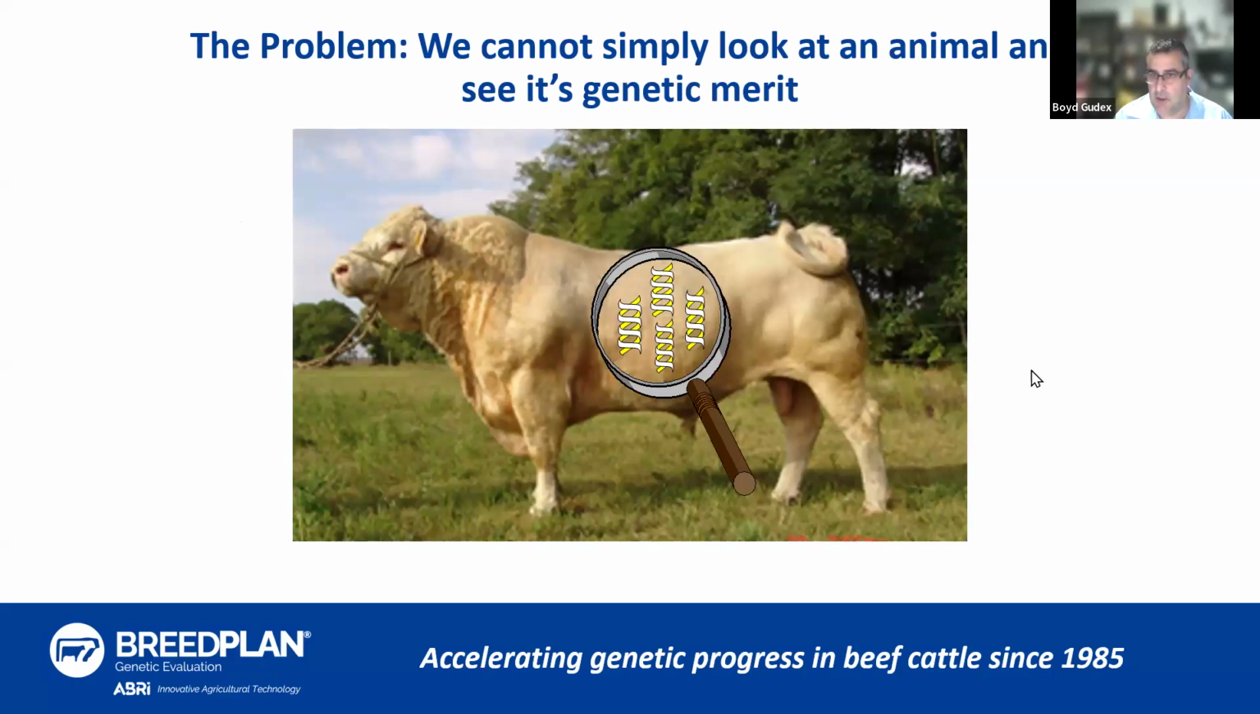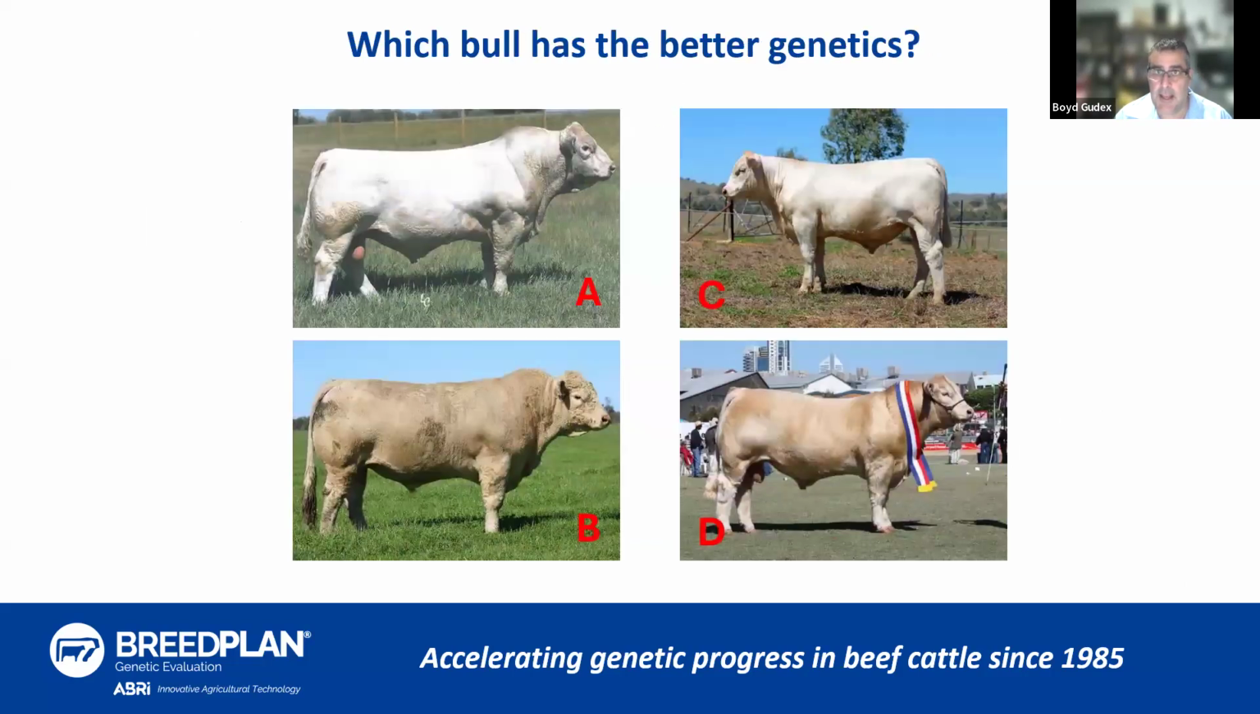So if we look at this example here, we've got 4 bulls on the screen. These are 4 Australian Charolais bulls. They're actually one of the top bulls for a trait in the breed. So we've got calving ease, 400-day weight, scrotal size, and IMF. So each one of them is one of the top bulls in the breed for that trait.